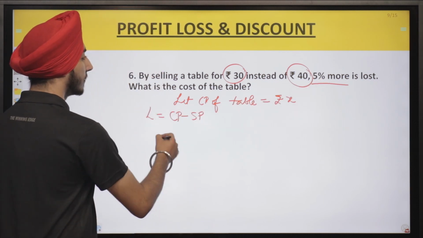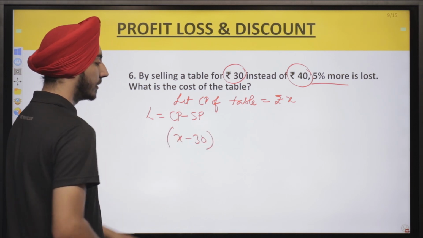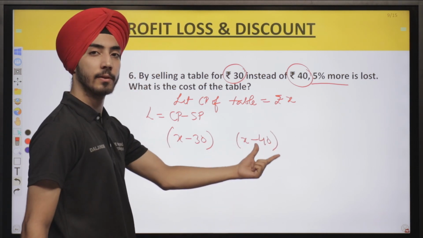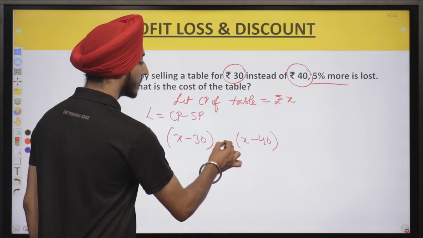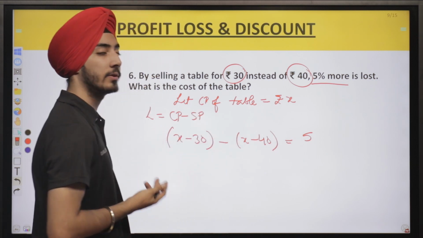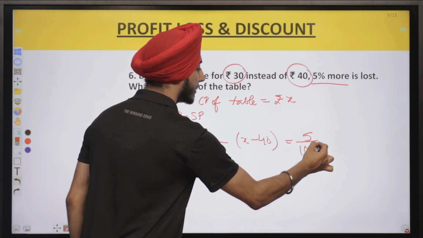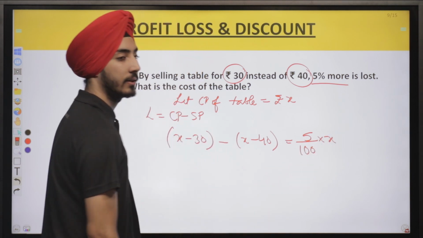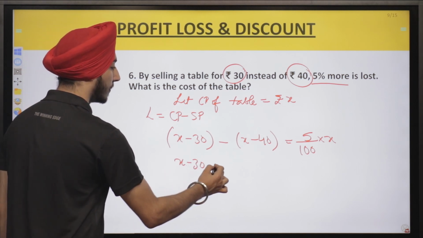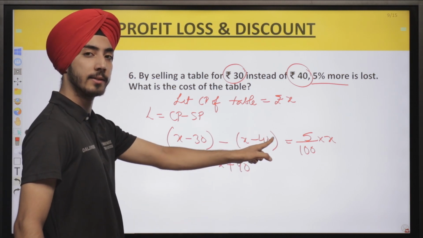So first loss, the bigger loss, is X minus 30. The other loss is X minus 40. When we were selling at 40, then also we were having loss. But the difference between both the losses is how much? 5%. अब loss हो या profit हो, वो हमेशा किसको आता है? It is always based on cost price. So 5% of the cost price, and cost price we have assumed as X. ठीक है? So this is X minus 30 minus X plus 40, because whenever you have a negative sign outside the bracket, the internal signs change.